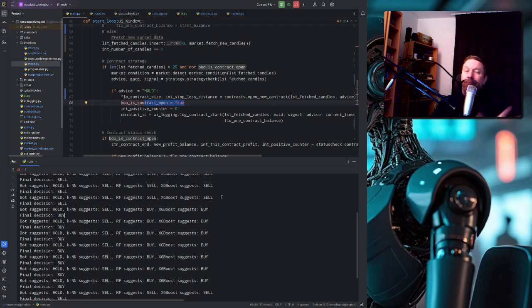So I'm not that opposed to removing the KNN out of the equation at the end of this week and only going on with the RF AI and the XG Boost AI, because they seem to be the most reliable in this situation.